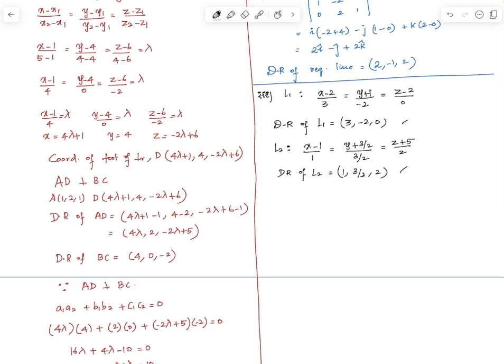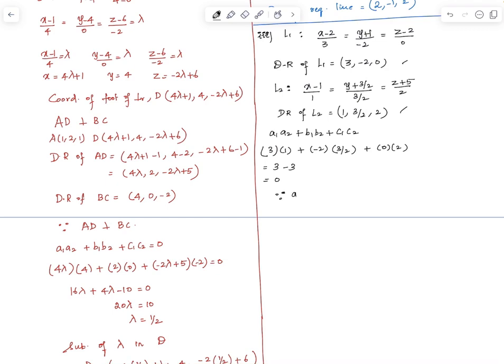So we will try getting A1 A2 plus B1 B2 plus C1 C2, which is 3 times 1 plus minus 2 times 3 by 2 plus 0 times 2, which is 3 minus 3, that is 0. Since A1 A2 plus B1 B2 plus C1 C2 is equal to 0, L1 is perpendicular to L2.